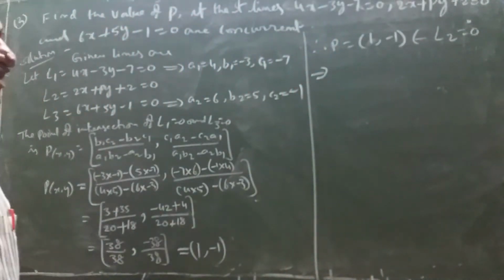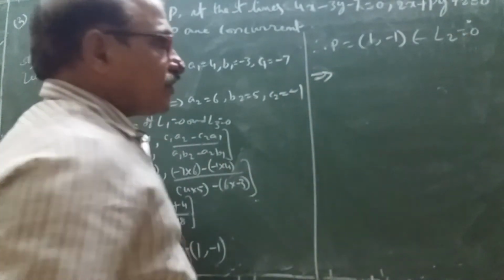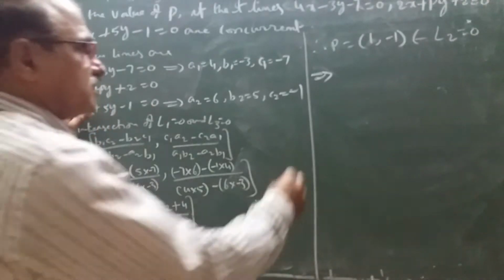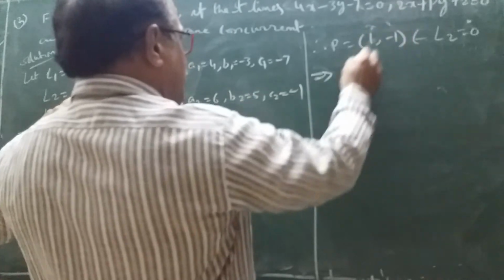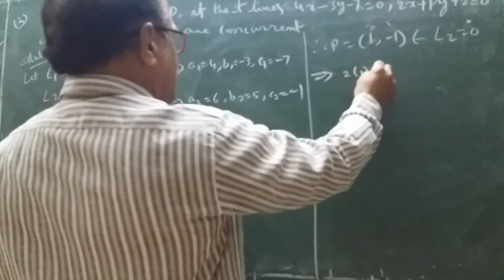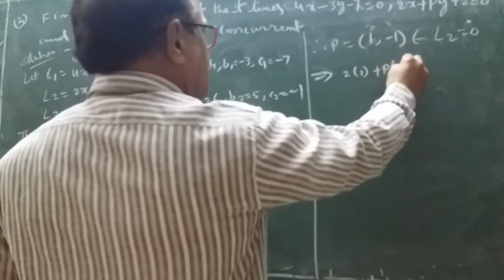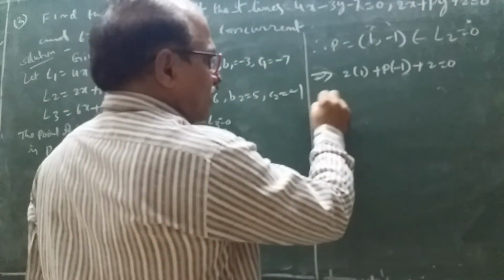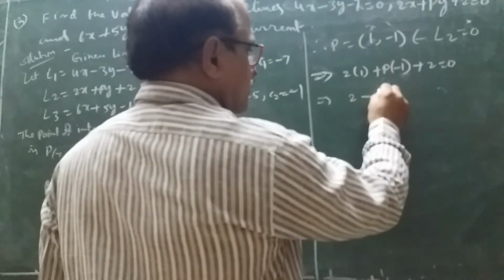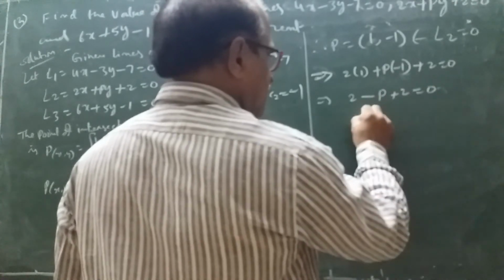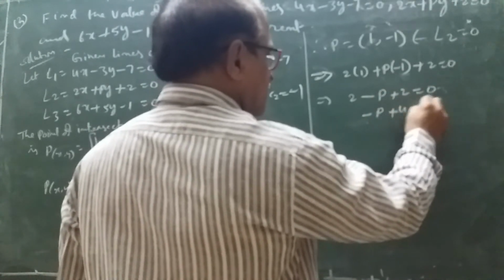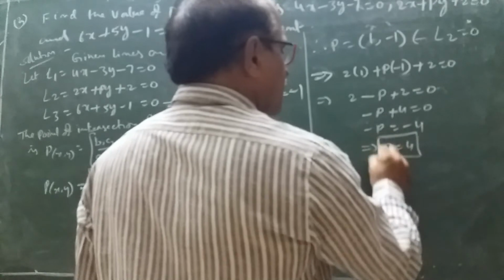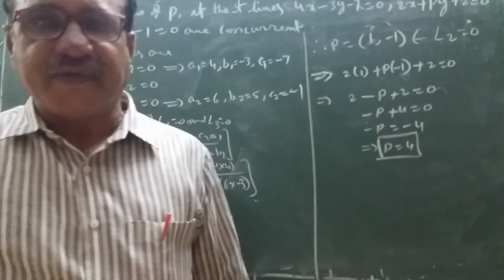That implies we have to substitute the values of P, x and y, in the second equation to get the value of P. What is here? x is 1, y is minus 1. We get 2 into 1 plus P into minus 1 plus 2 is 0. That implies 2 plus minus P plus 2 is 0. Minus P plus 4 is 0. Minus P is equal to minus 4. That implies P is equal to 4. Hence, we find the value of P.